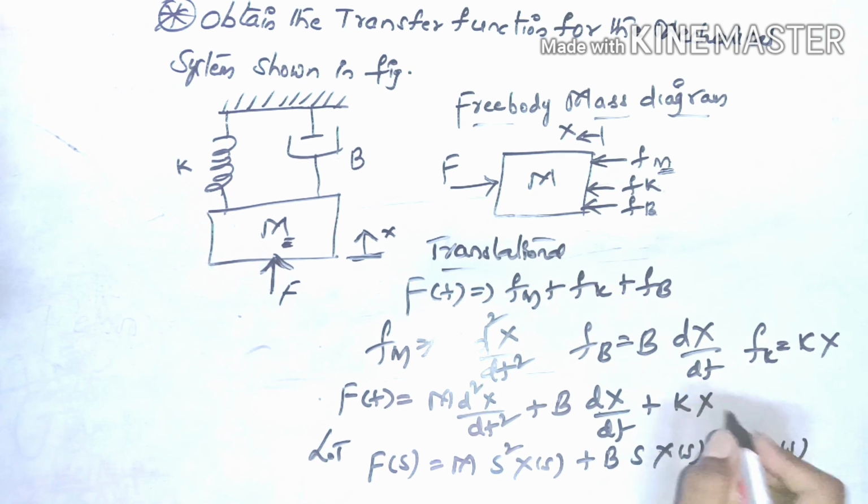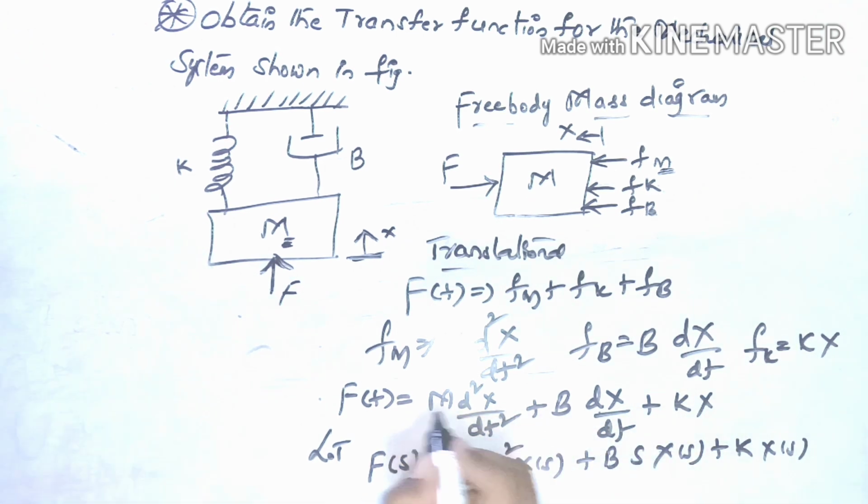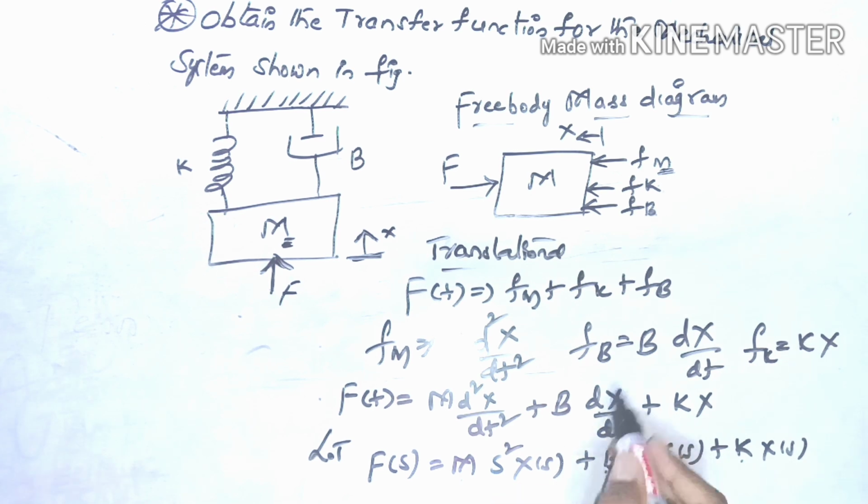Why? Because displacement is the only element which changes with respect to time when the force is applied, and the other elements are constants, which do not change with respect to time. That is the reason I mentioned B, M, K as the constant elements. Laplace of d square x by dt square is s square X of s, Laplace of dx by dt is s X of s, and Laplace of x of t is X of s only. So taking X of s as common, we get (ms square plus bs plus k) X of s equals F of s.